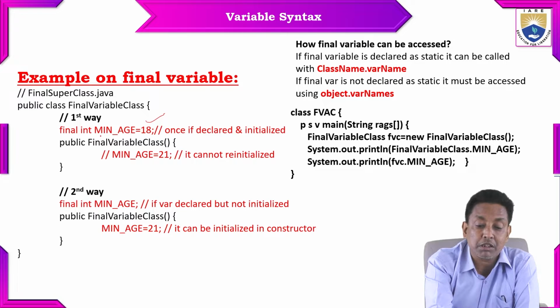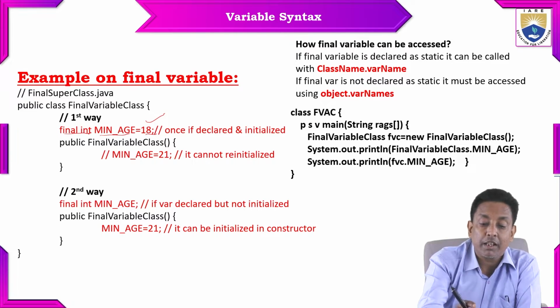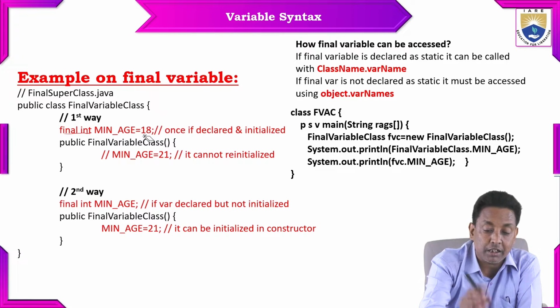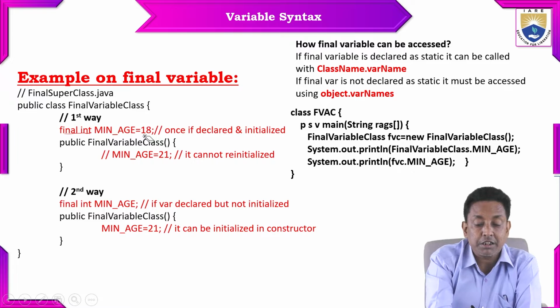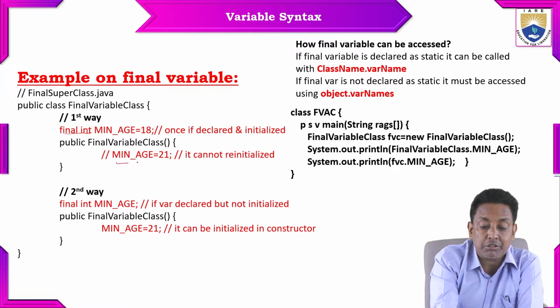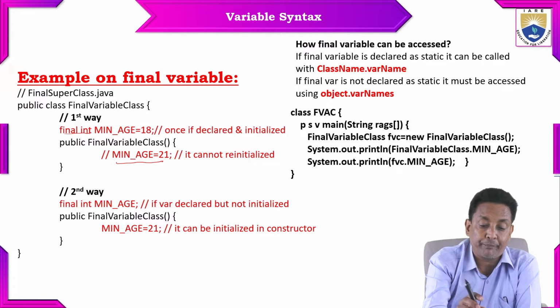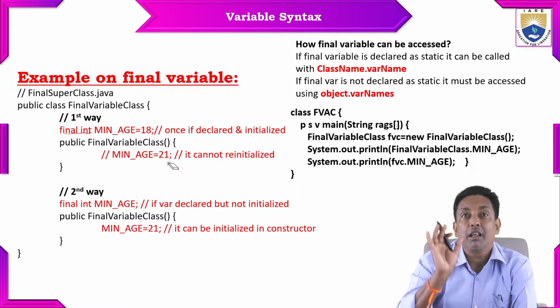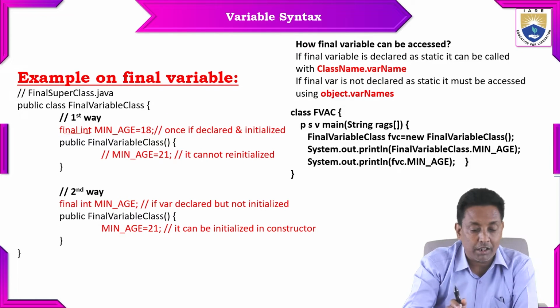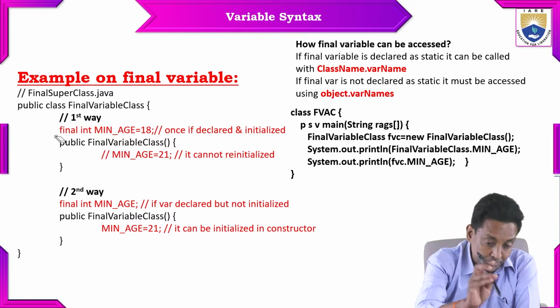Final variables must be initialized at the time of declaration. They cannot be reinitialized. Once you initialize it here, you cannot reinitialize once again saying min_age = 21. If you do like this, you'll immediately get a compilation error saying that final variables cannot be reinitialized. This is one way. Another way of declaring a final variable is this option.